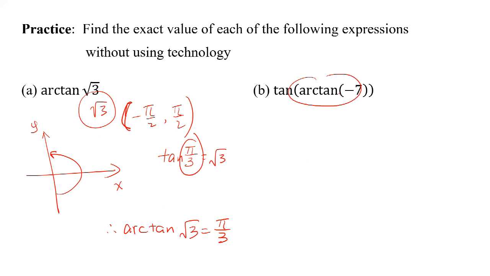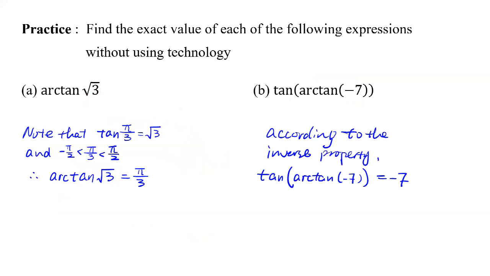Next, tangent arctangent minus 7. So this is an angle here. This angle has a tangent value of minus 7. Tangent of this angle must equal minus 7. According to the inverse property, we know that tangent arctangent minus 7 is indeed minus 7. Okay, so we can also check the complete solution in the lecture slides after the class.